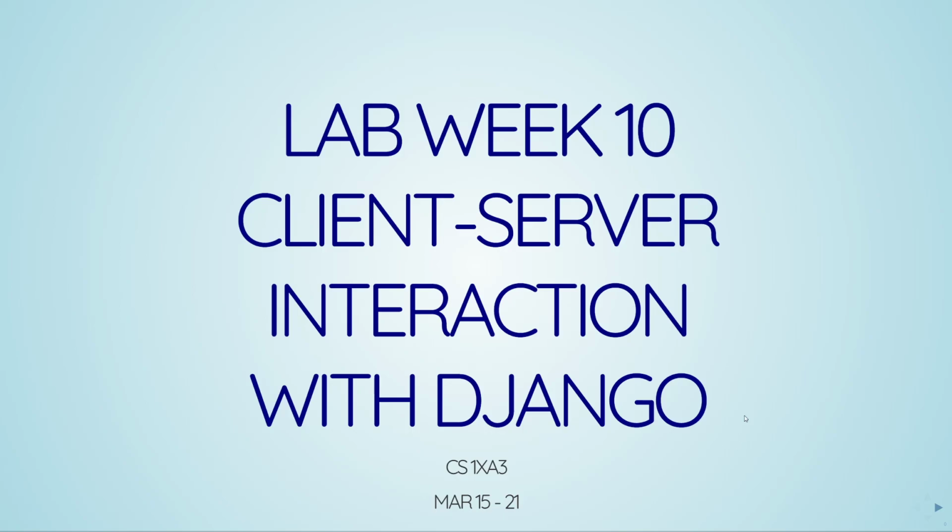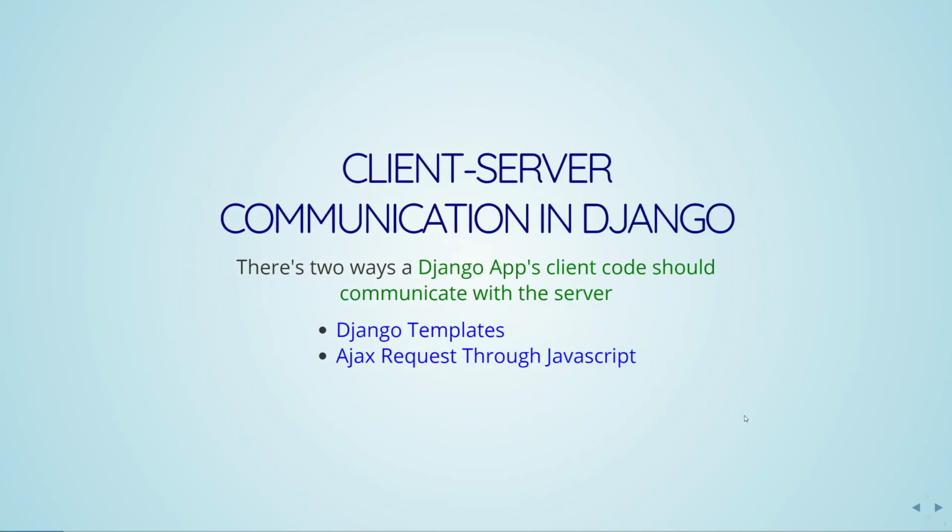So last time I showed you how Django handles requests from the Django side. But let's talk about how client-server communication is happening in general, like how a client is going to get a hold of data from the server. There's two basic ways that we're going to do this with Django in particular. One through Django templates, or two through AJAX requests that are going to have to be done manually through JavaScript or jQuery to make things a little bit easier.